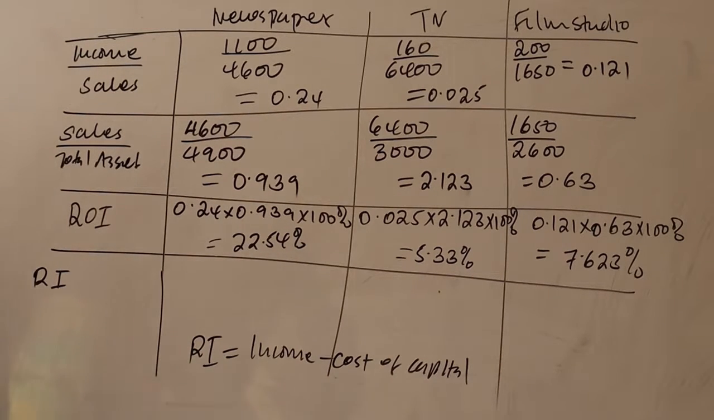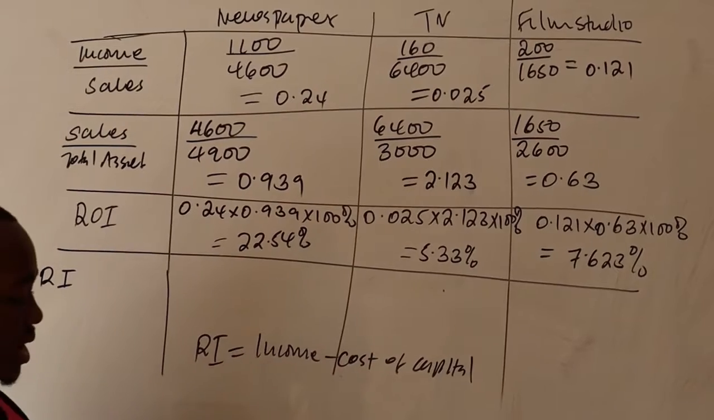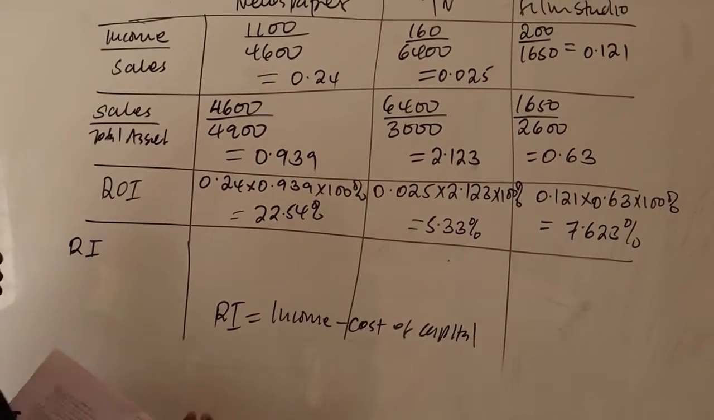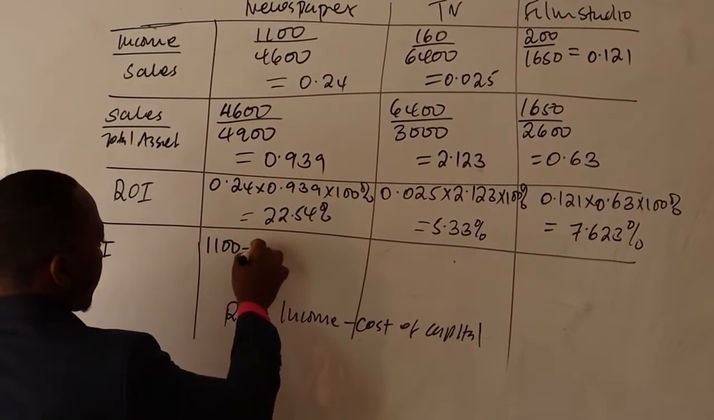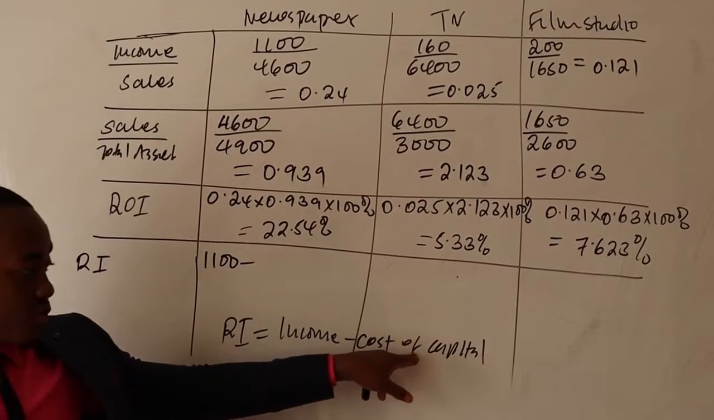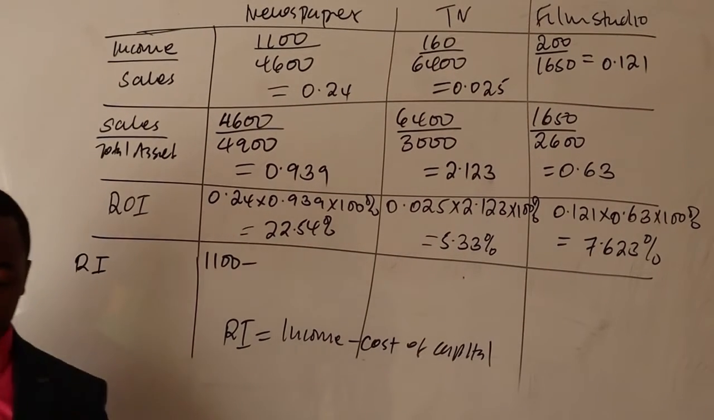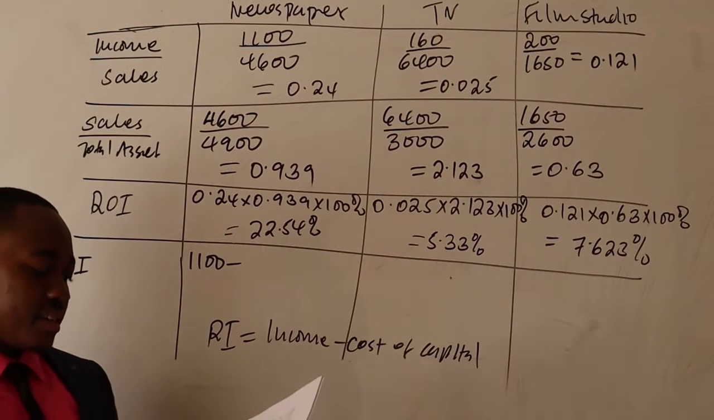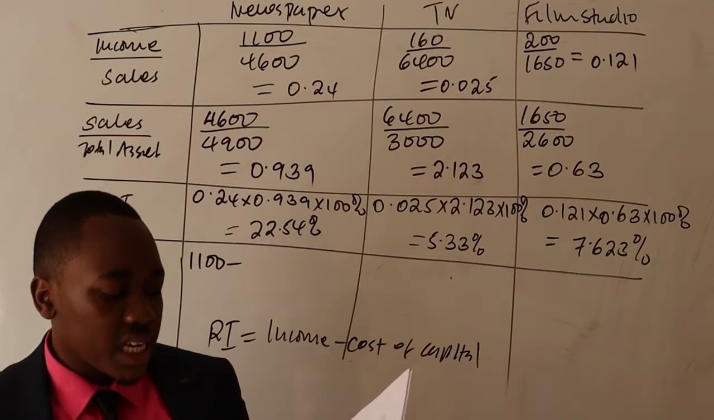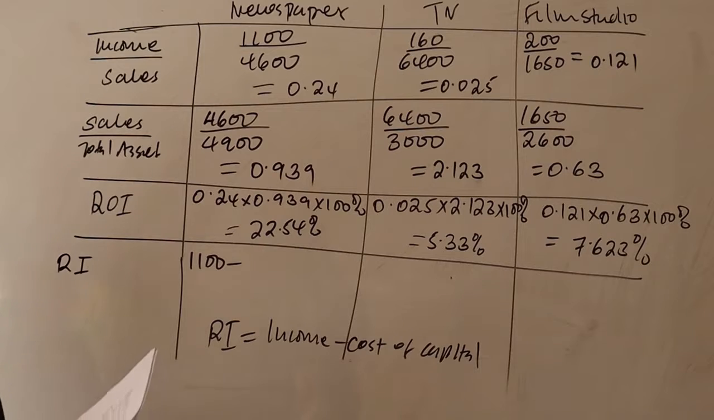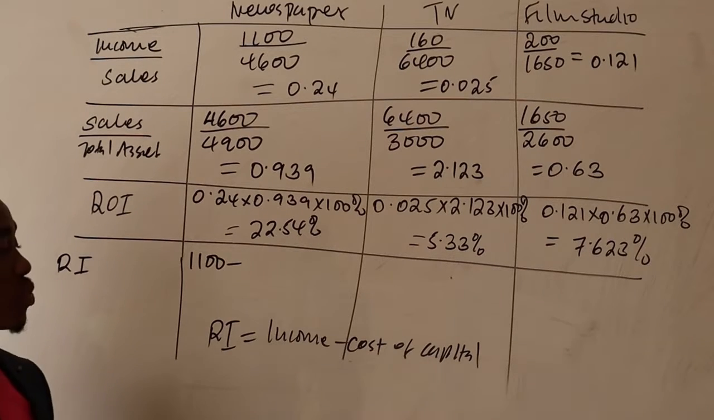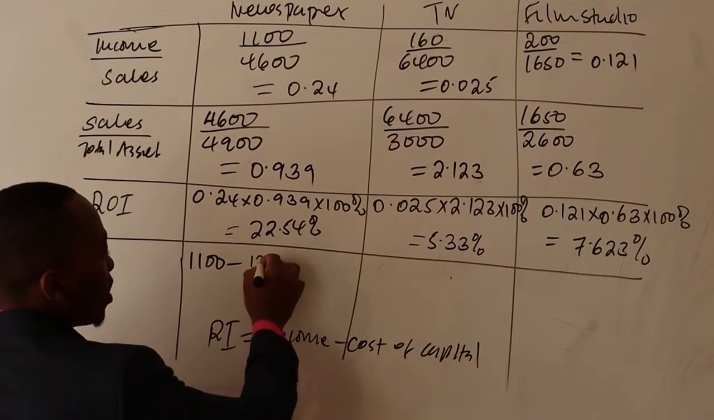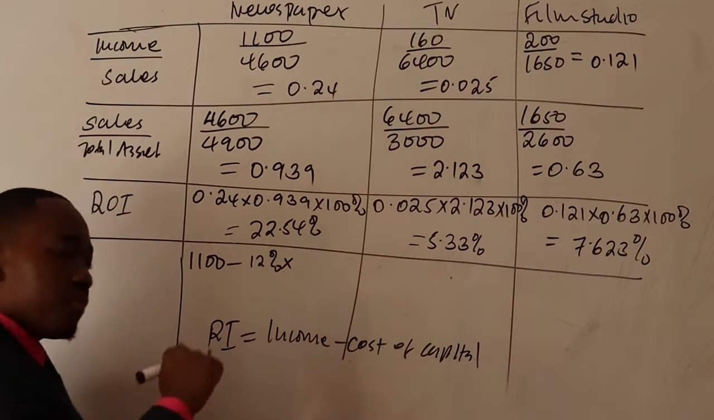So now let's compute for each. We start with the newspaper. For the newspaper, we are doing 2016. How much was the income? That's the operating income, which was 1100. We deduct cost of capital. And we are told in the last sentence that the media group has a 12% required rate of return for the 3 divisions. So to get the cost of capital, just take 12% of capital.